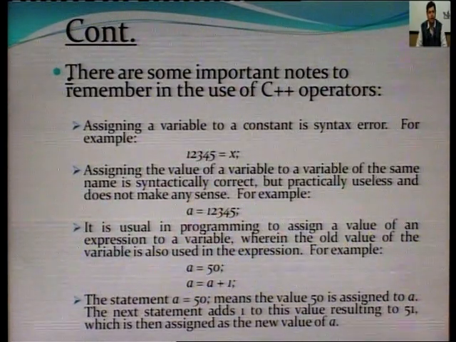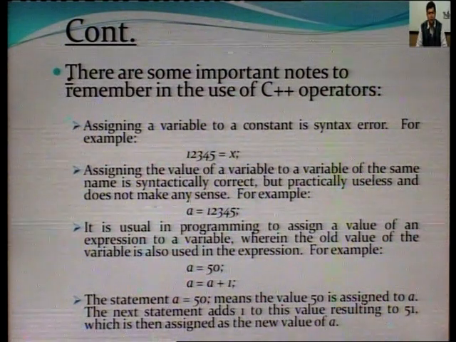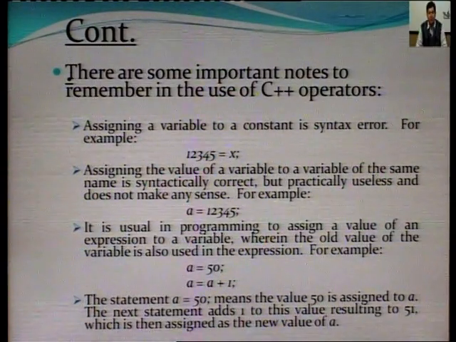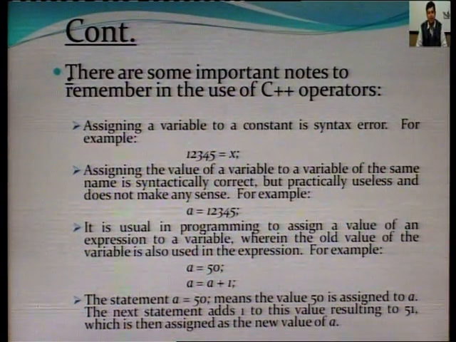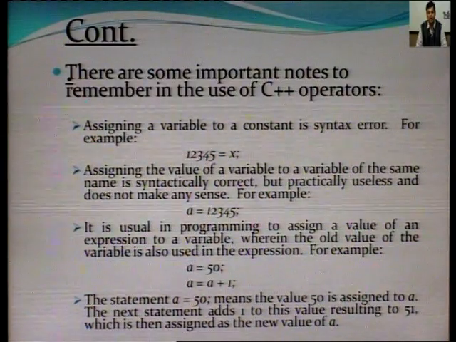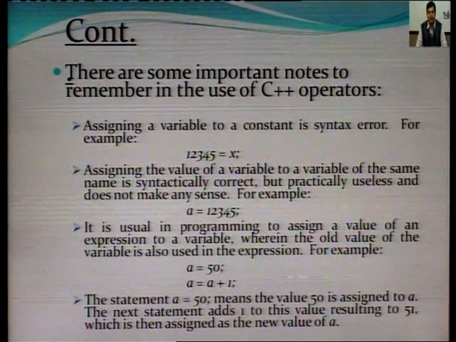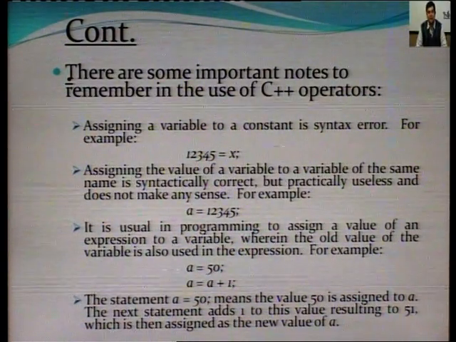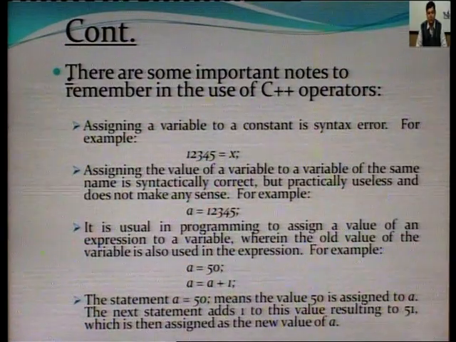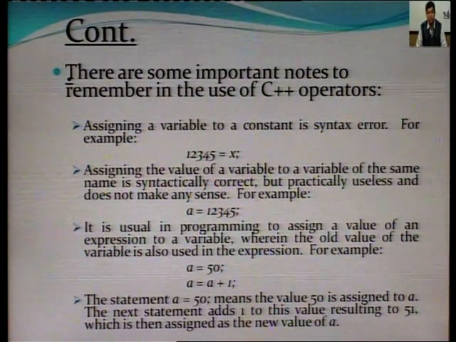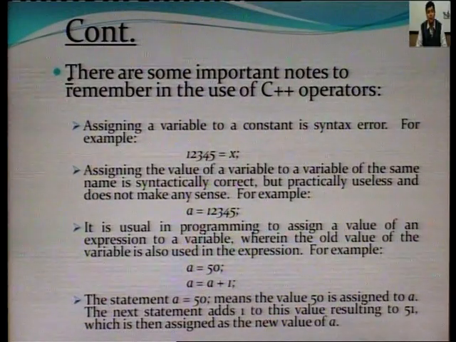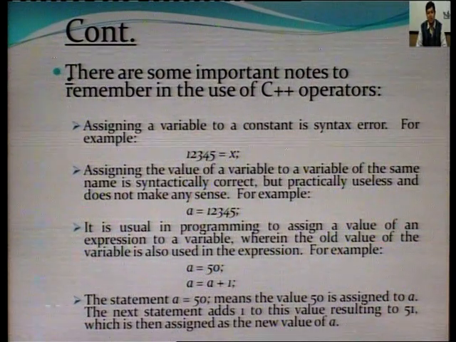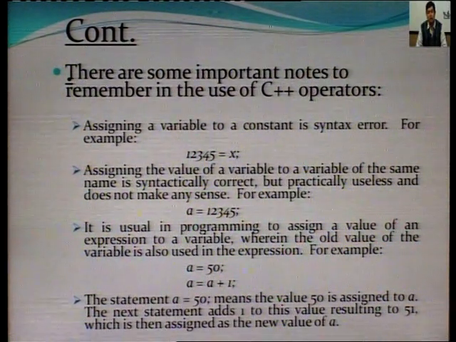And there are some important notes which we should remember when we use these operators. Like earlier I told, assigning a variable to a constant is a syntax error. For example, we have a number here on the left hand side, and on the right hand side there is a variable name. So which is an error? It should be the other way around: x equals 12345. Then there will not be a syntactical error. But in this case, you will get a syntax error. 12345 cannot be equal to x.